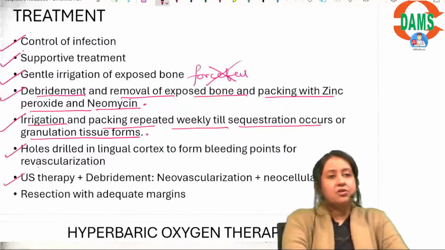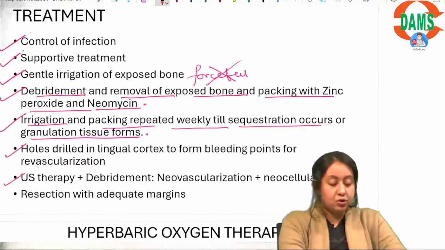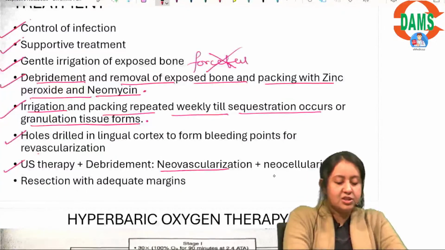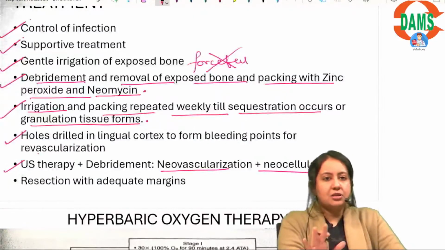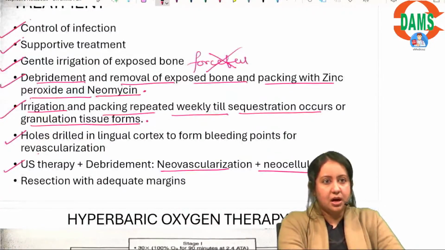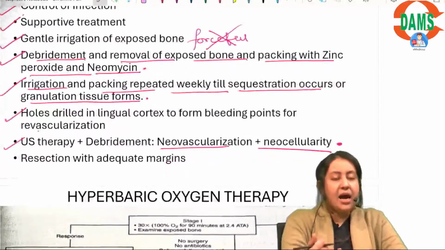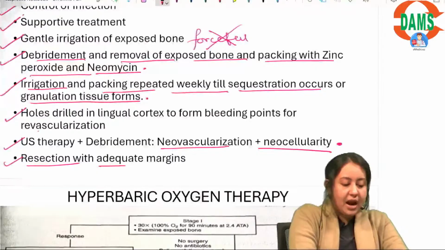The next treatment modality is ultrasound therapy plus debridement. So what does this help in? Neovascularization and neocellularity. You don't need to go into the mechanism, you don't need to understand how or why it is done. And if nothing works, then resection with adequate margins.